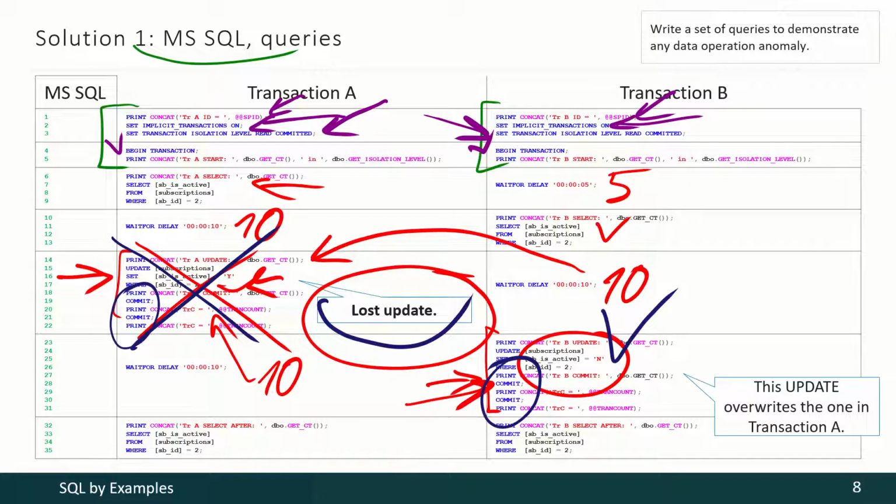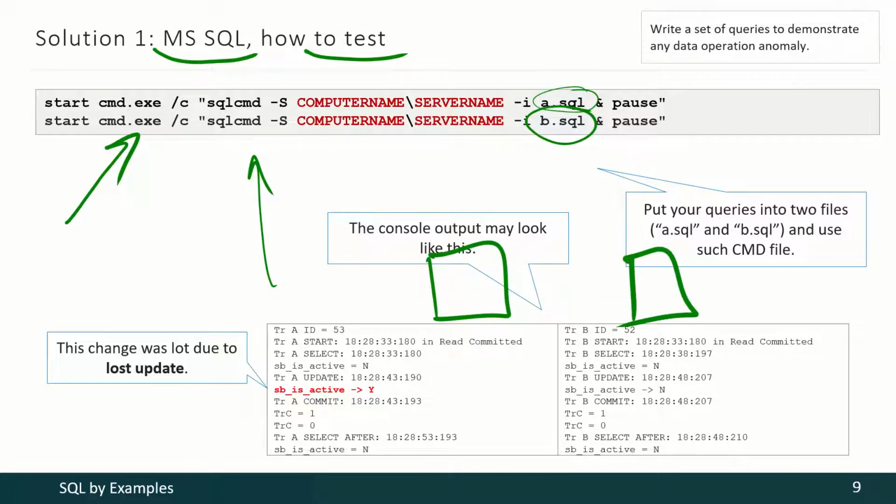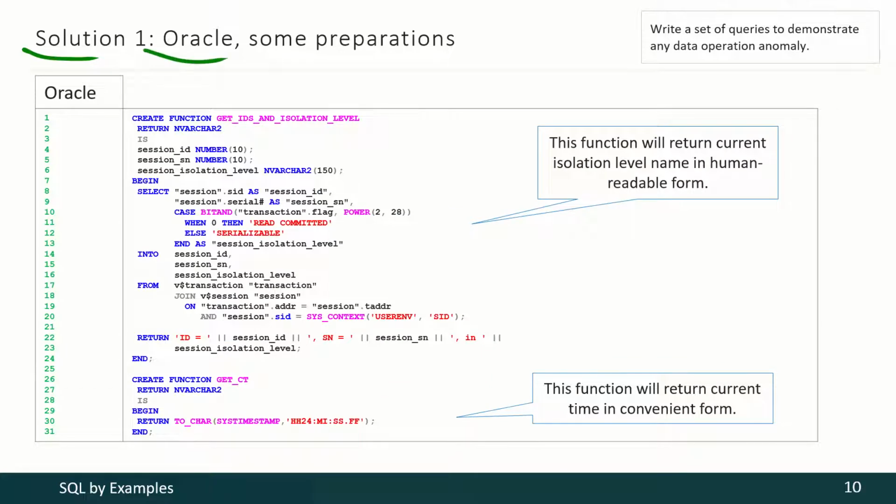That's the lost update. To test this solution in Microsoft SQL Server, we may use a similar approach as for MySQL. We have to use two separate SQL files and then such a command file. And once you execute that file, you shall get two console windows with such a text in each. In the solution for Oracle, we also have to begin with some preparations.